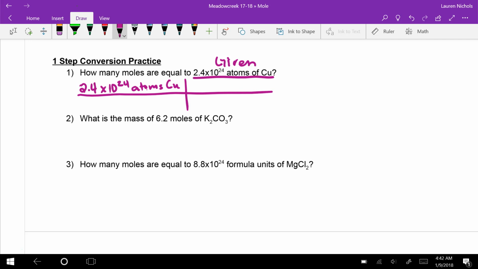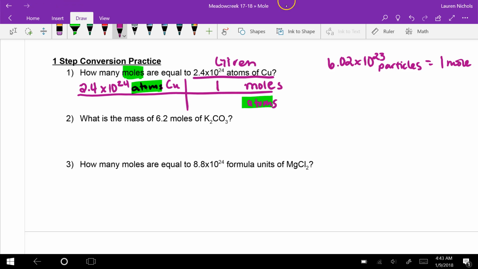So we have 2.4 times 10 to the 24th atoms of copper, and what we know is that they want to know about the moles. And so remember, whatever unit goes here also has to appear down here. Okay, we learned about that with our dimensional analysis practice. So if we know that atoms have to come here, and what we want to know are moles, we know that Avogadro's number is 6.02 times 10 to the 23 particles, which again can be atoms, molecules, formula units. Any of those things are equal to 1 mole. And so we're going to put that in our conversion factor.